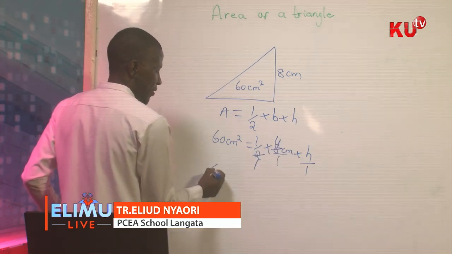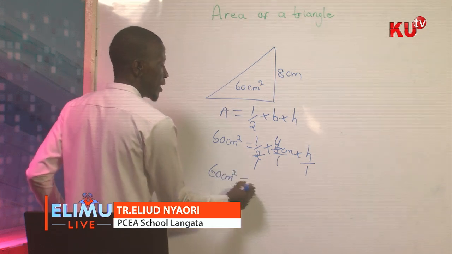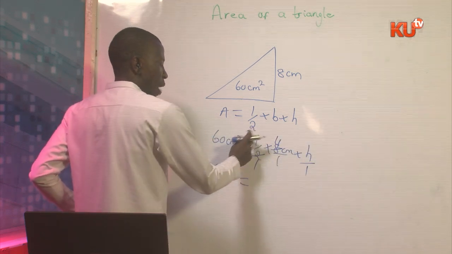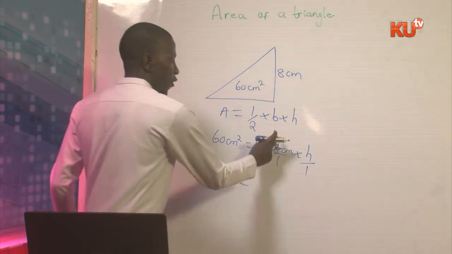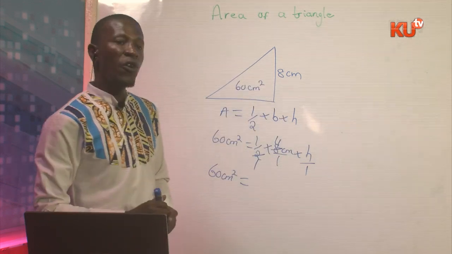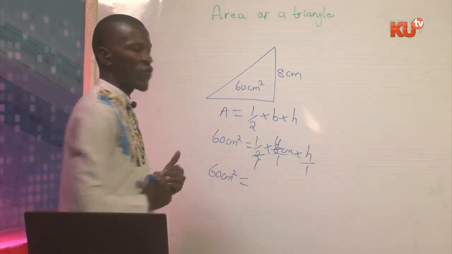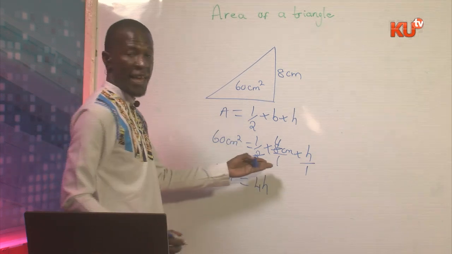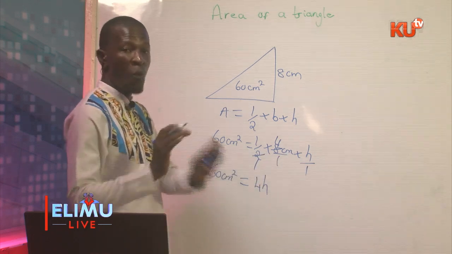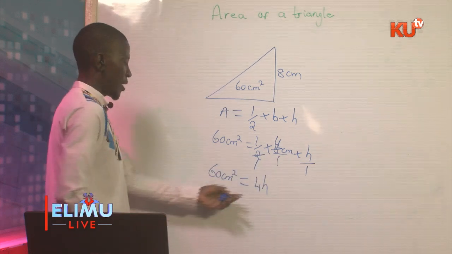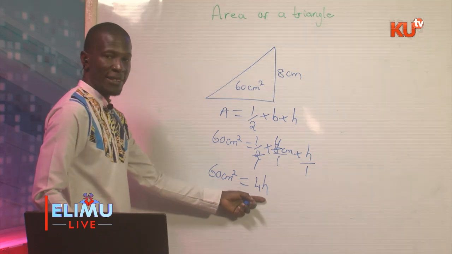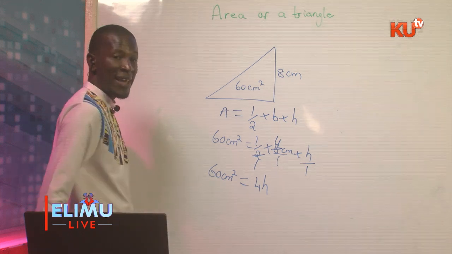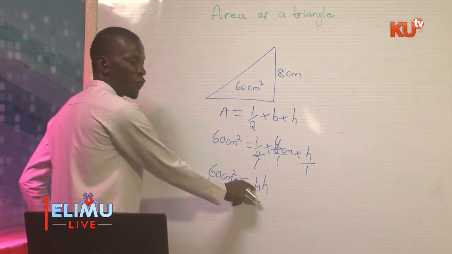Which means this side I'll still have 60 centimeters squared is equal to, then you multiply the numerators, that is 1 times 4, which gives you 4. Then 4 times h. What is 4 times h? Algebra now. 4 times h is equal to 4h. Then down here it is just 1 times 1 times 1, which is 1. So boys and girls, we need to get this h, which is the height. How do we get this height? We will be able to get height by doing away with this 4.